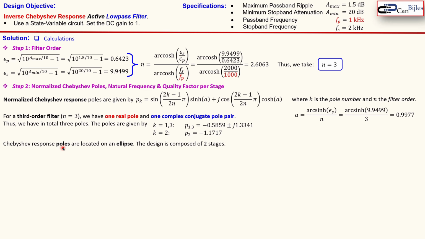Now, the Chebyshev poles are located on an ellipse. That is what you can see from here. If you draw that, you will see that you have an ellipse. The design is then composed of 2 stages in this case, because we have a real pole that needs to be realized. And there is also a complex conjugate pole pair that we need to realize. The natural frequency is given by this expression.